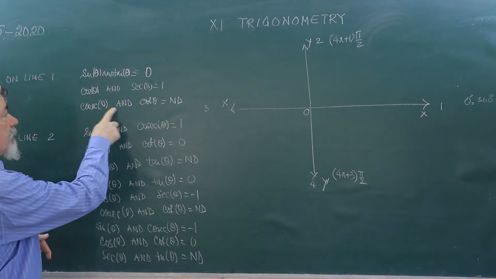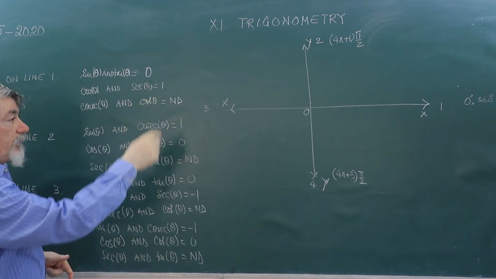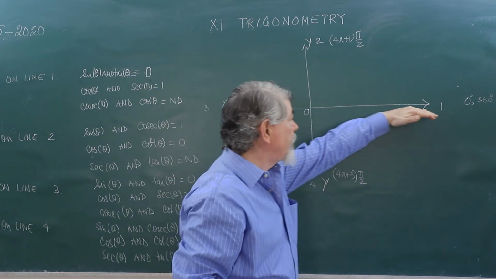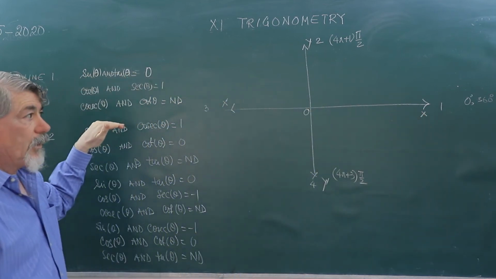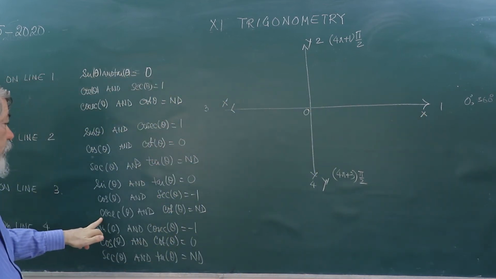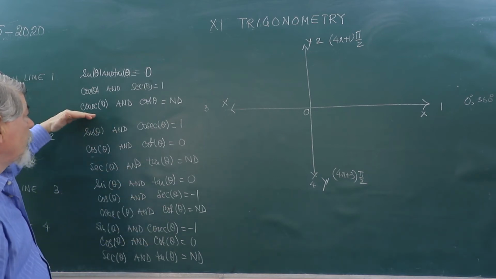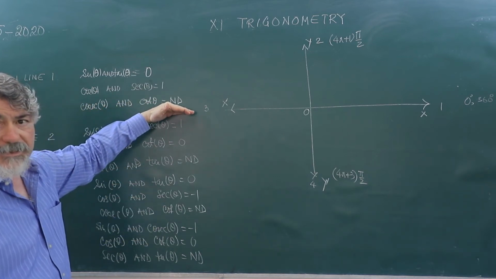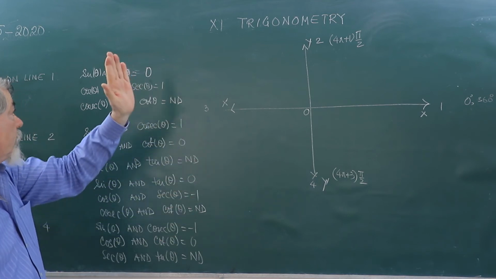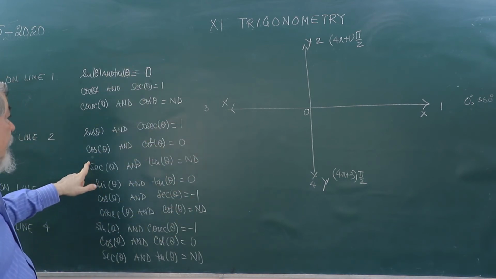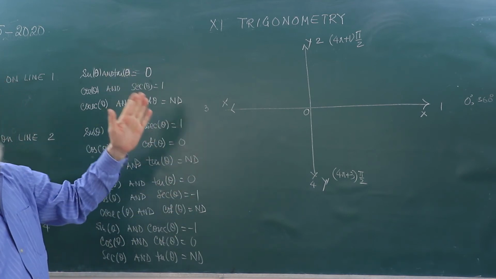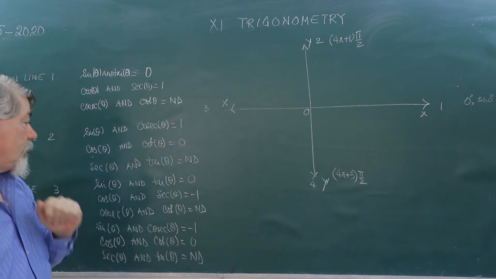Exactly the same thing. Cosec theta and cot theta are not defined. If they are not defined this side, they are not defined this side also. Along the x-axis, cosec theta and cot theta are not defined. Along the vertical line, what is happening here? Which ones are not defined? Sec and tan are not defined.